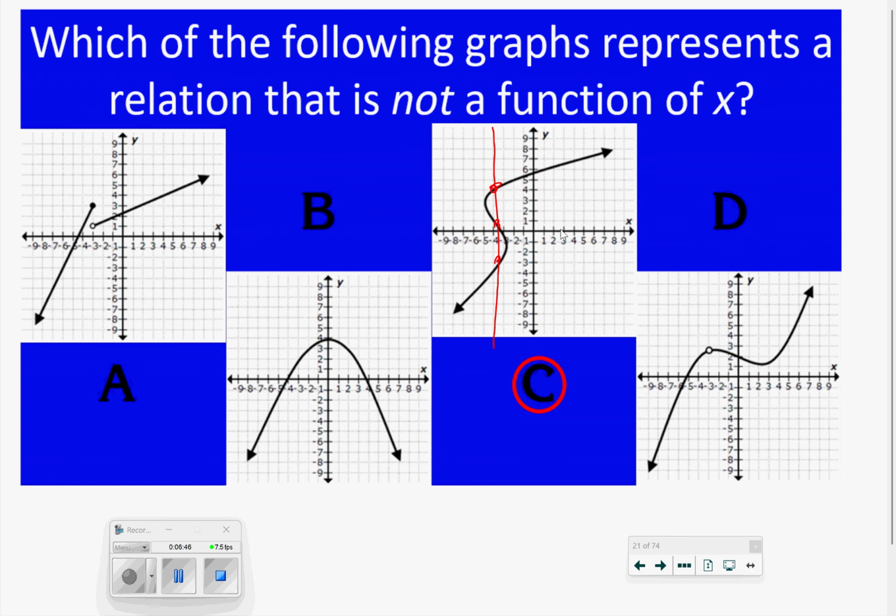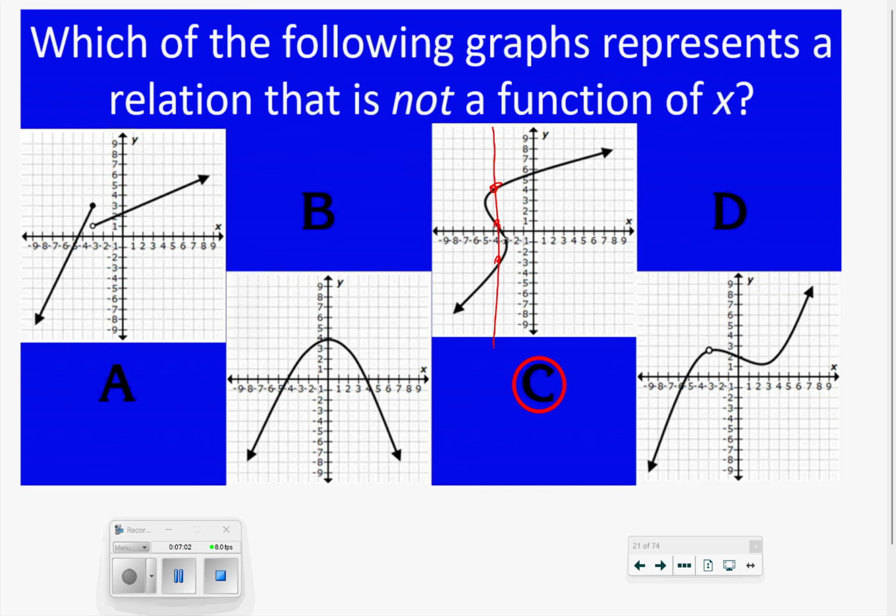Okay, the answer here is C. So you got this line that comes across, and it's a vertical line test. It hits in more than one spot. So a vertical line test could prove that something's not a function. But really what it's doing is saying that the x can only have one y.